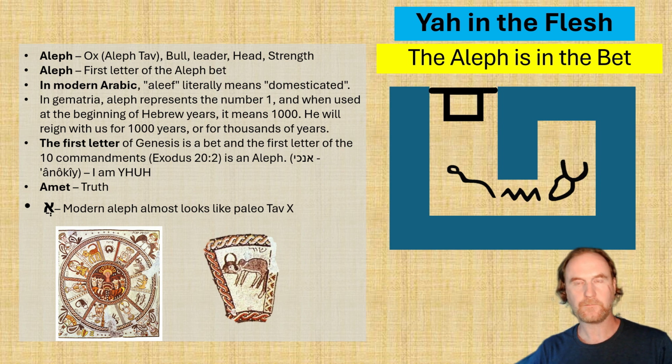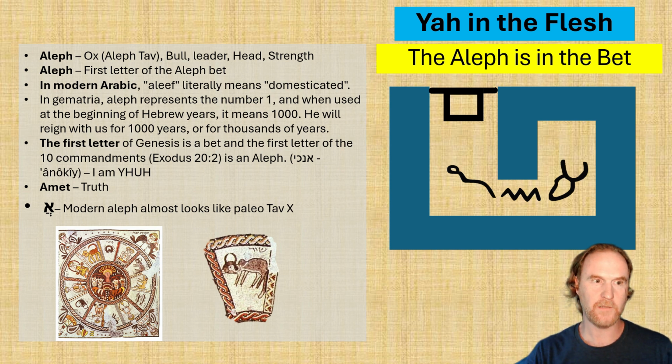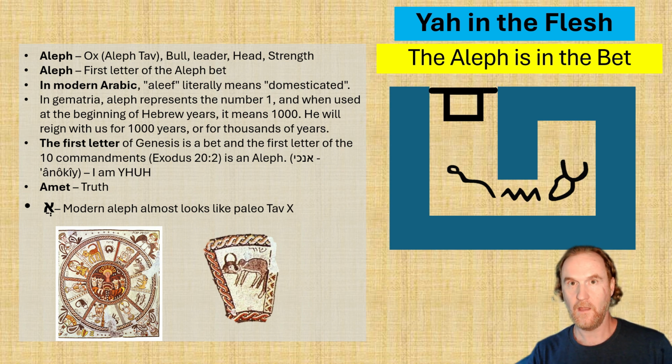It's silent, it's quiet, it's sturdy, it's strong, like the Father, and it's also the first letter of the Ten Commandments. In Exodus 20, verse 2, the Aleph, Anoki, I am Yahuwah. And so that's the first letter. It's also in this is my name, Ehyeh Asher Ehyeh, right?